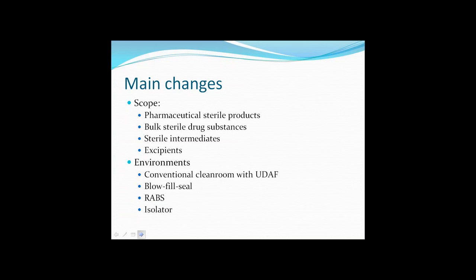The chapter is also concerned with certain types of environments, and here it classifies them as the conventional clean room with the mobile unidirectional airflow device, to blow-fill seal machines, to RAB systems, and RABs is an acronym for Restricted Access Barrier Systems, and then to isolators.